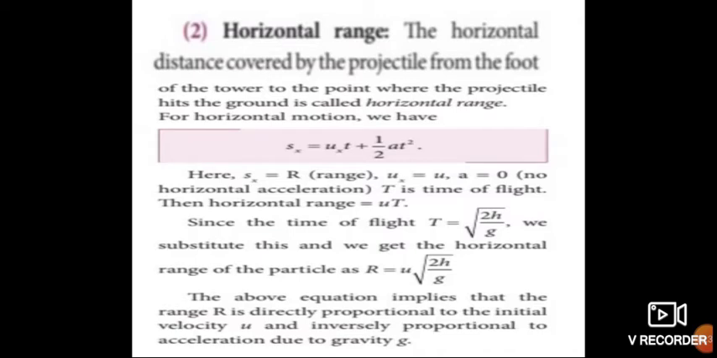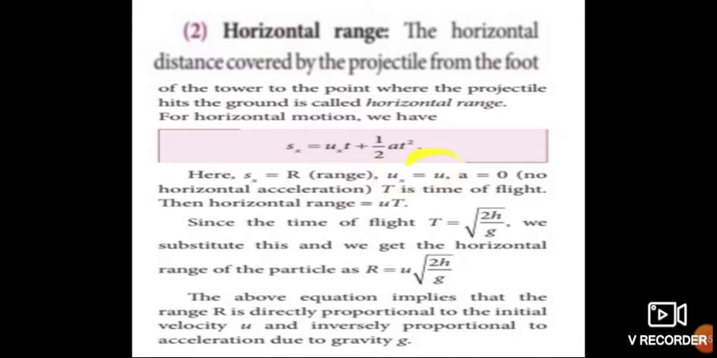Okay, so for the horizontal motions we have sx. sx is equal to uxt plus half at square. It is the value of the horizontal range. Here sx is equal to R, that is the horizontal distance traveled by the projectile. So sx is equal to R, that is equal to range.